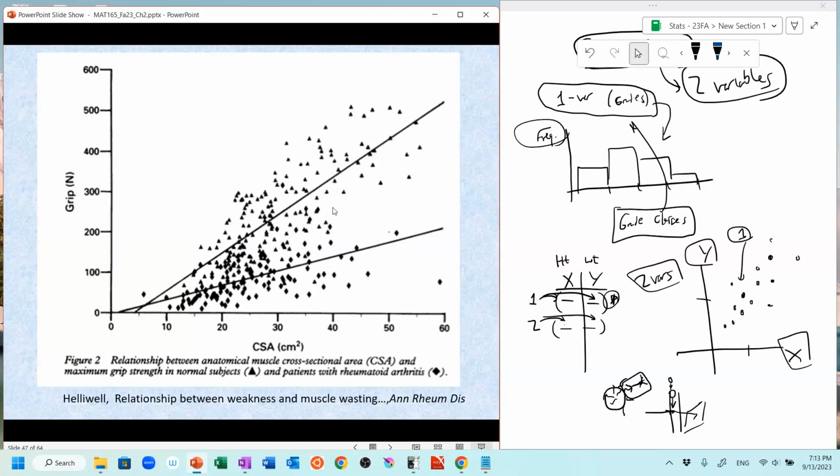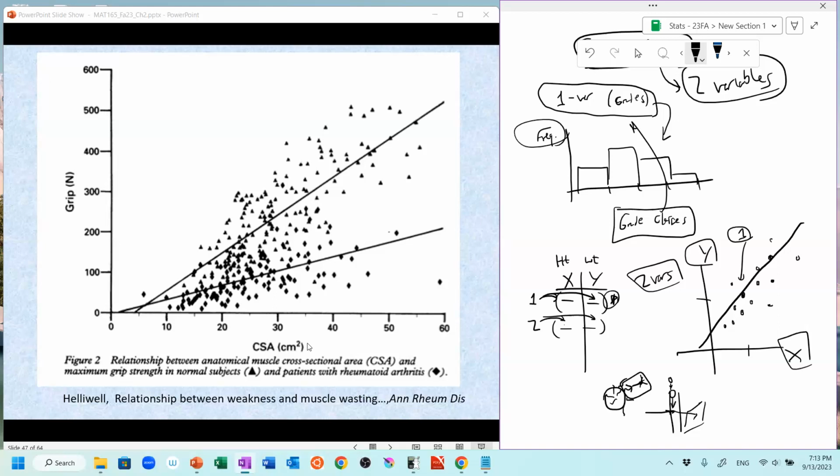And then these two lines. One thing we can do with the scatter plot is we can say, it's kind of complicated to look at all this data. Can I come up with a model? Can I come up with a linear model? Lines are pretty simple. Can I come up with a line that is pretty close to most of the data points, that does a good job of modeling this data? And in this case, the question is, what impact does RA have on a person's ability to exert strength through their grip?